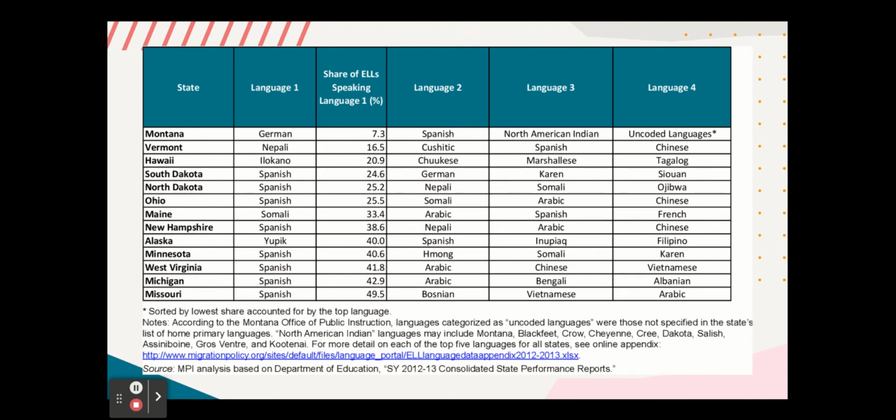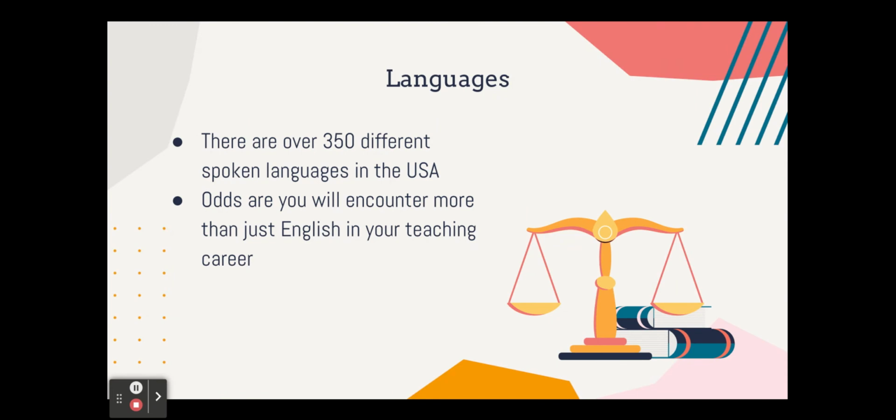This data table here is showing you the population of English language learners for different languages. So in Ohio, the most common native language spoken by English language learners is Spanish, and they make up 25% of the ELL population. The next three are Somali, Arabic, and Chinese. There are over 350 different spoken languages in the USA. That doesn't even include written or sign languages. Odds are you're going to encounter more than just English in your teaching career.